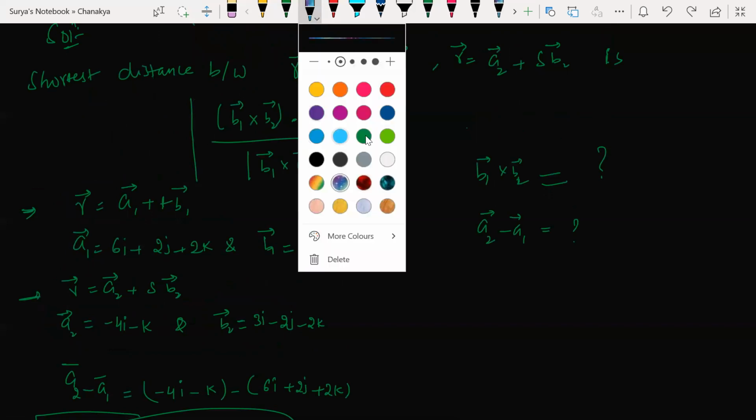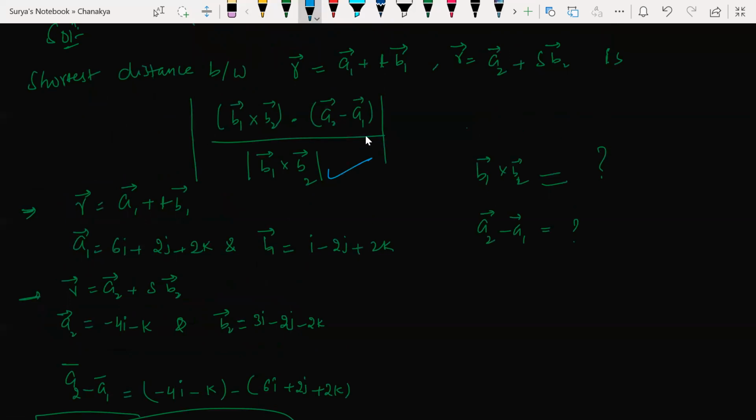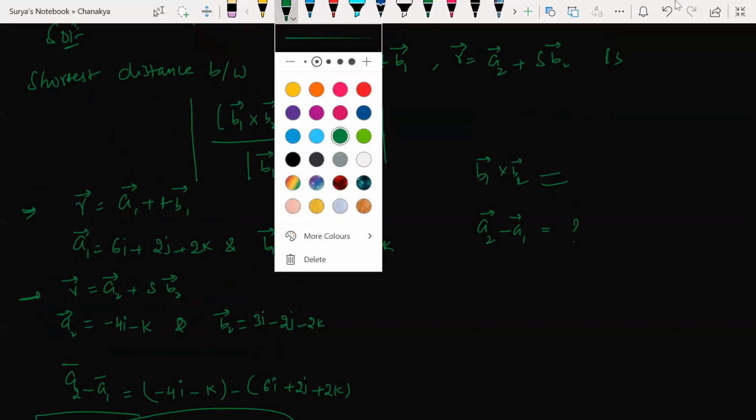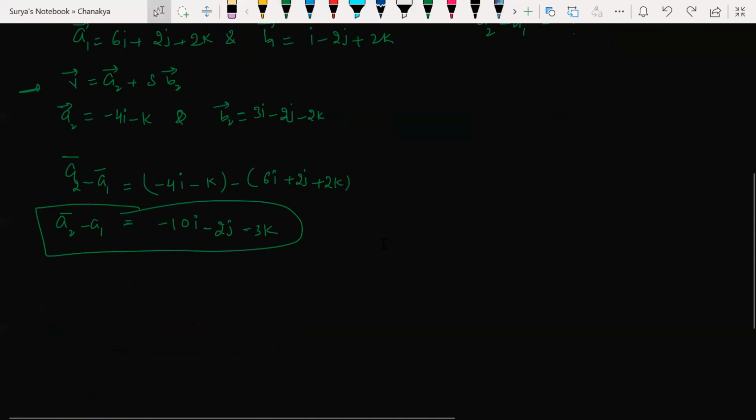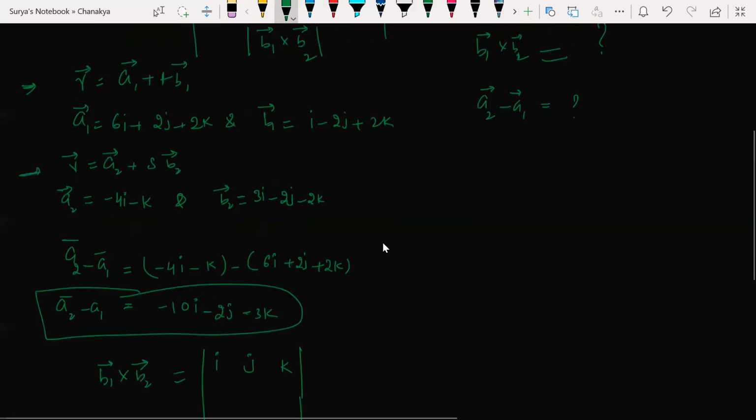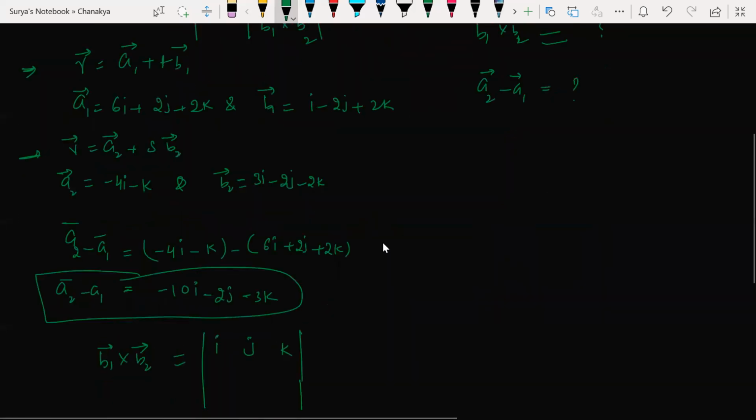What are the things I need here? B1 cross B2, this one and this one. Whenever you want the cross product of two vectors, how do you find it? We'll take the determinant. First we'll write only the two vectors here: a row with i, j, k, and then the coefficients of b1 and b2.